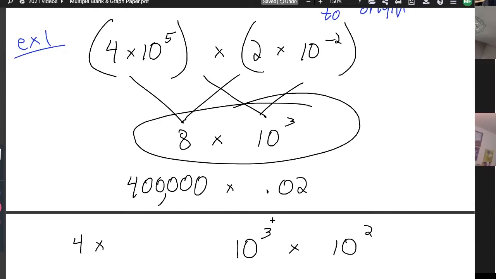well, what is 10 to the third? That's just 10 times 10 times 10, right? Well, what's 10 to the second? That's just 10 times 10. Well, what's an easier way to say 10 times 10 times 10 times 10 times 10? This is just 10 to the fifth.